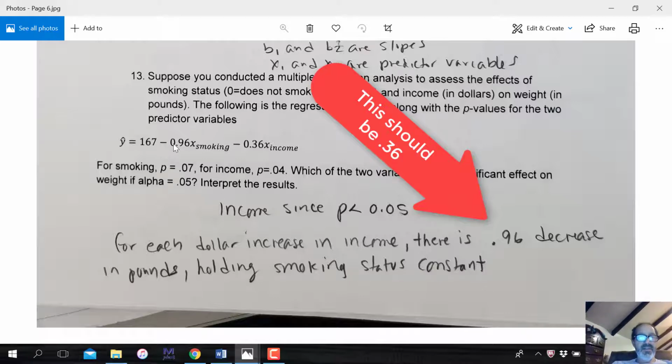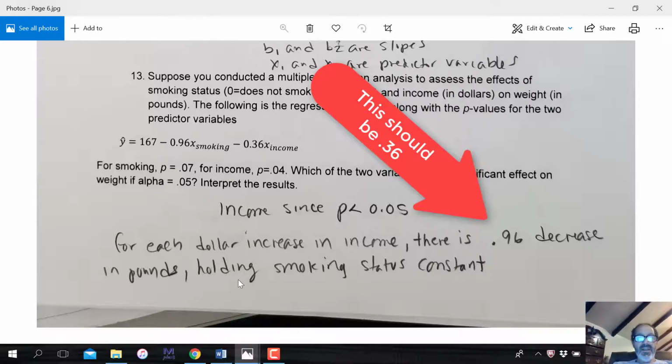Now let me explain why I did that. This is negative, so that means it's a decrease. When we interpret this, we have to talk about a unit increase. So we know what our units are here. For income, each unit is $1, right? For smoking, you're just going from 0 to 1. So if we were to interpret smoking, I'd say going from not smoking to smoking, there's a 0.96 decrease in weight, in pounds. But this isn't significant, using alpha of 0.05, okay?